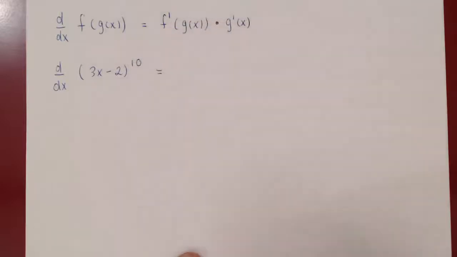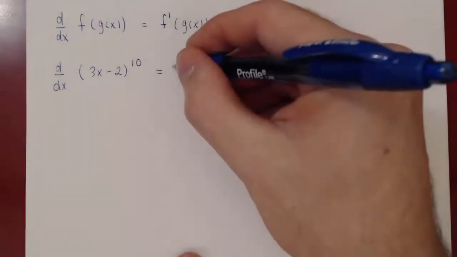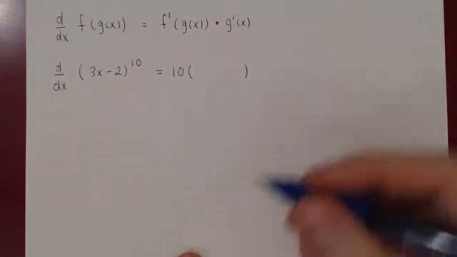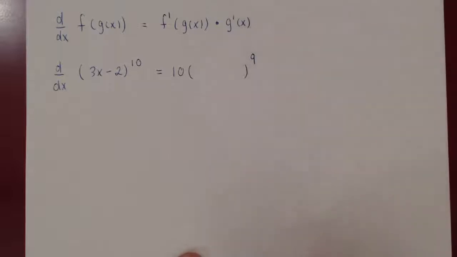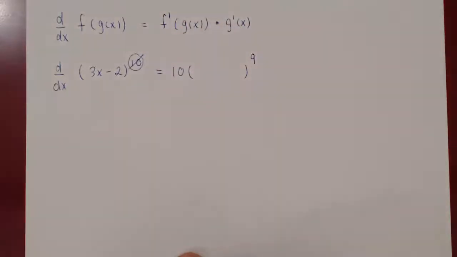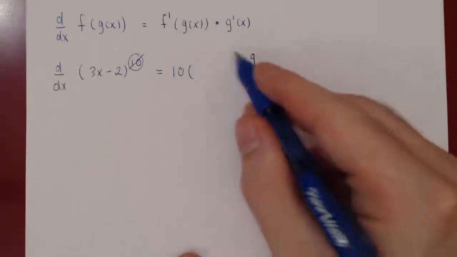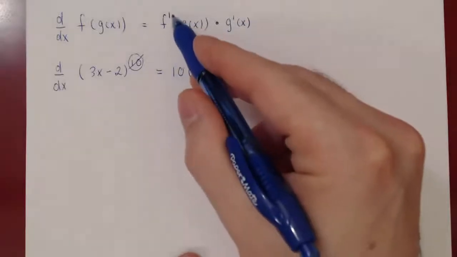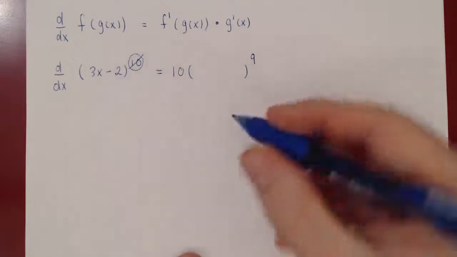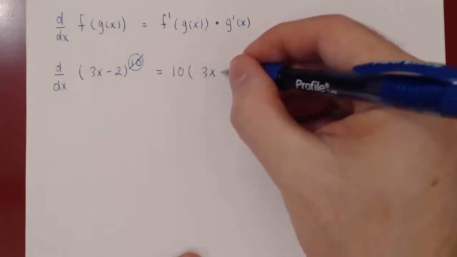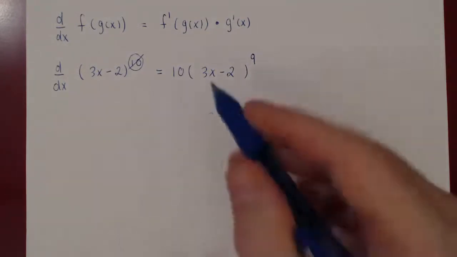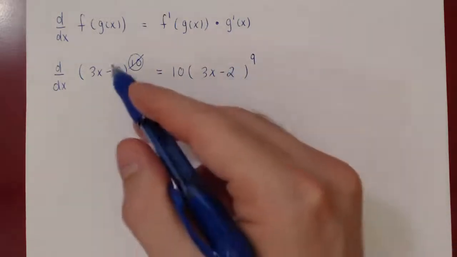Here it's the power of 10, so we use the power rule, which says bring the exponent down and subtract 1 from the exponent. 10 minus 1 is 9. And now that's the derivative of the power 10. That's gone. And it's the derivative of the outside function evaluated at the argument. Well, here the argument is 3x minus 2. And that's the first step. That's the derivative of the outside function evaluated at the argument.